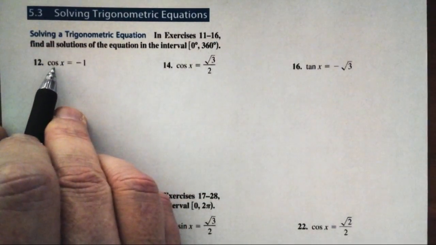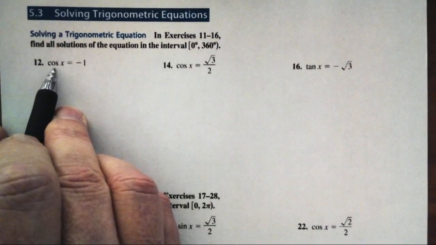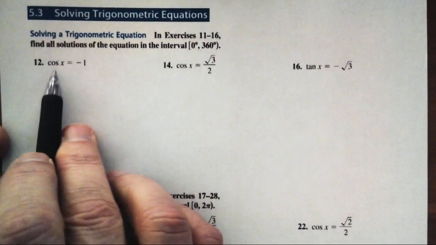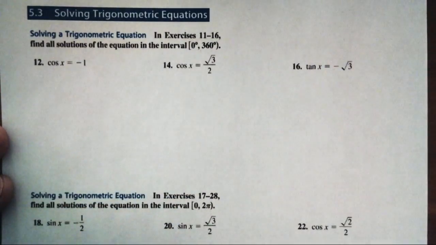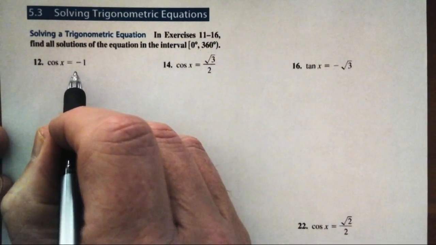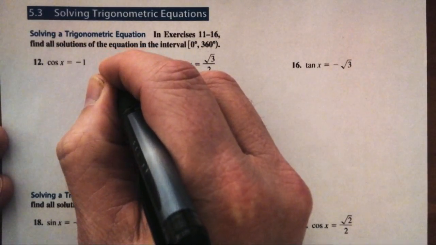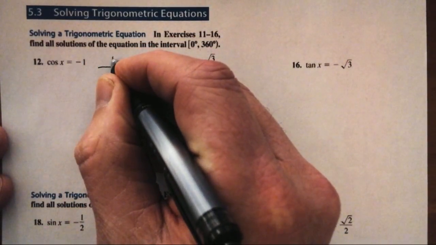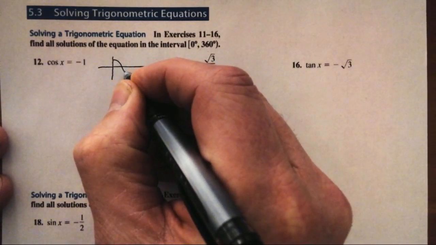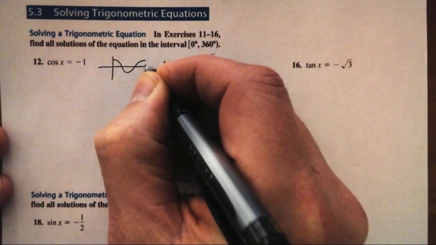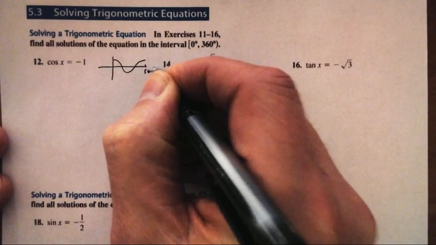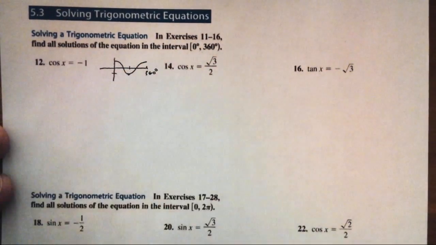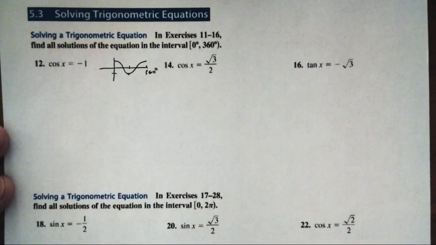Now, if I've got sine or cosine or secant or cosecant, or for that matter, tangent or cotangent, equals 0 or equals 1 or equals -1, probably the best way to do this is if we know what the graph of cosine looks like. The graph of cosine from 0 to 360 degrees looks like this. At 180 degrees is when it hits -1. The answer to this is 180 degrees.